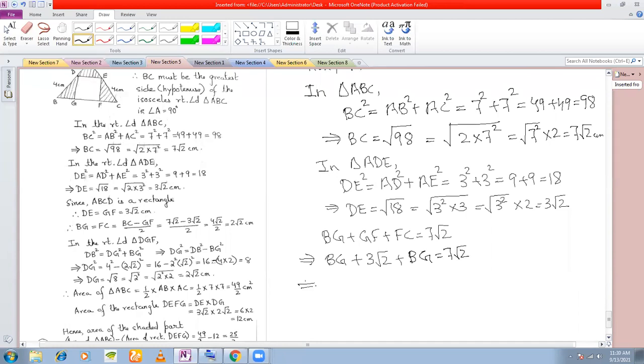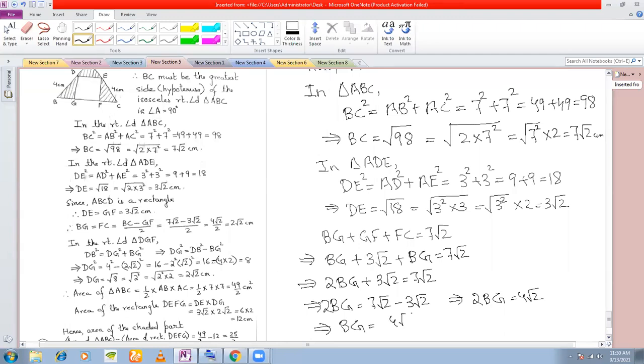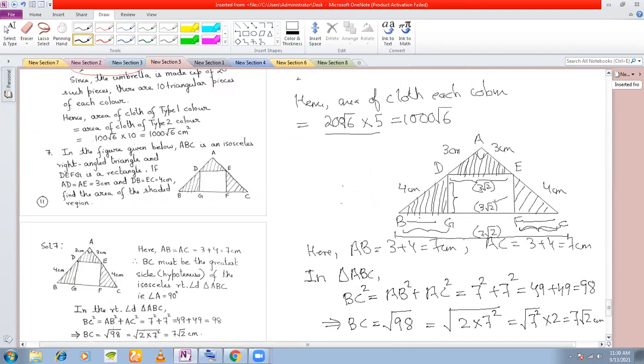So what are you getting? 2BG plus 3 root 2 is equal to 7 root 2. That means 2BG is equal to 7 root 2 minus 3 root 2. 2BG you are getting as 4 root 2. That means BG is 4 root 2 by 2, which means BG is 2 root 2 centimeter. So we have found out this length also. How much is this length? 2 root 2 centimeter.